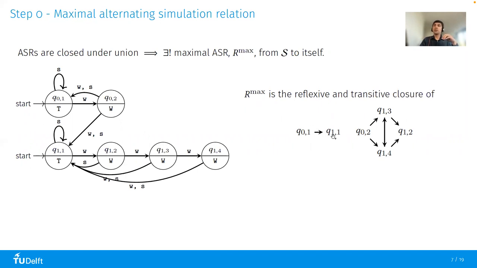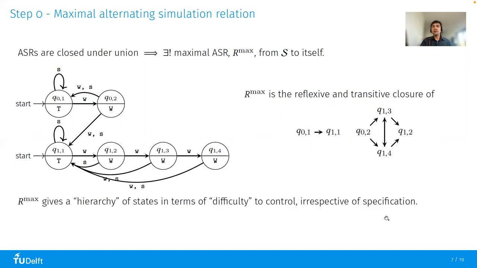So Q0, Q1, 1 is in the relation, but of course, all the reflexive entries are in the relation. And if these two are related and these two are related, then these two are also in the maximal relation. The intuition is that our max gives a hierarchy of states in terms of difficulty to control, irrespective of specification. So these two states have the same output, but in this state, the environment is more powerful than here. The same for the other entries.